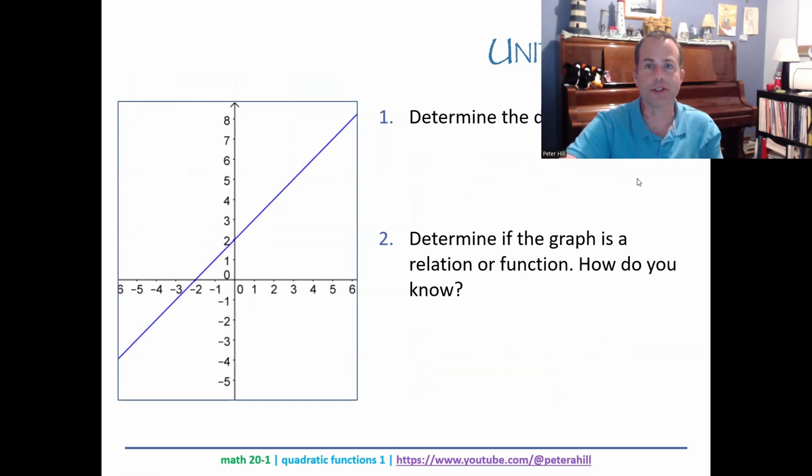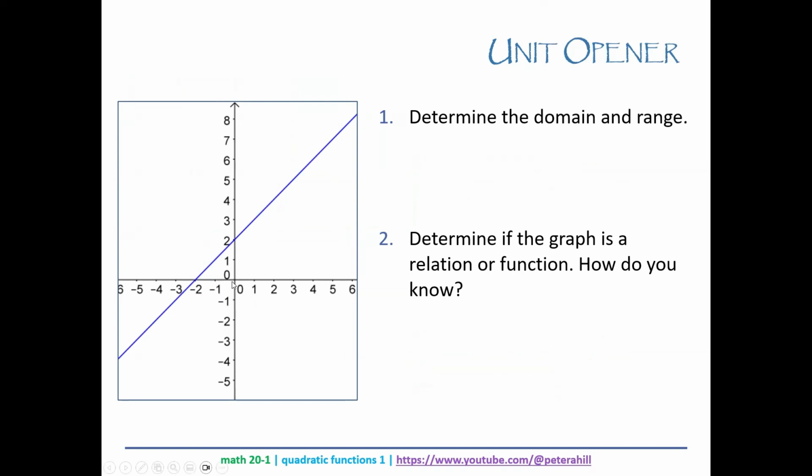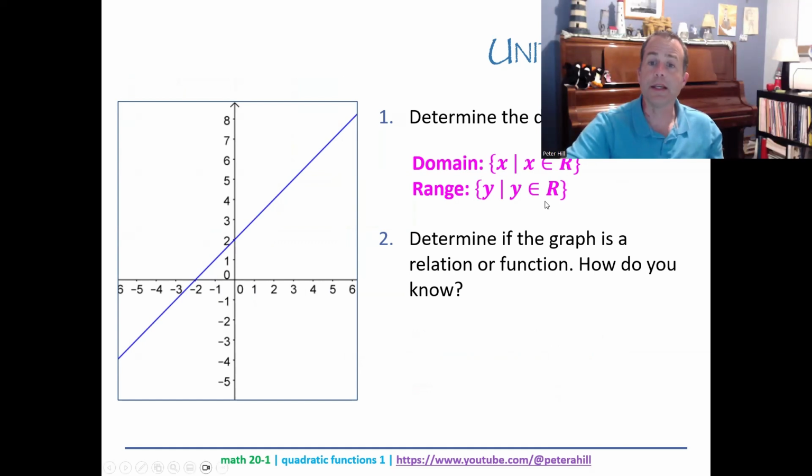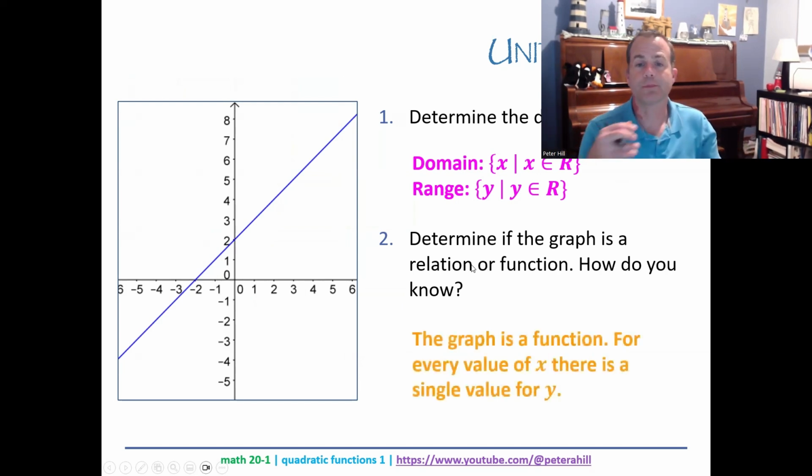Okay, same questions here. I'll hide my head for the first one. Determine the domain and range. For this one, they're both real. X is a member of the reals and y is a member of the reals. I'm going to go up and to the right forever, and I'm going to go down and to the left forever. Is this graph a function or a relation? Yes, it is a function. Again, same reason. For every x, there is a single y. The graph is a function. For every value of x, there is a single value of y.